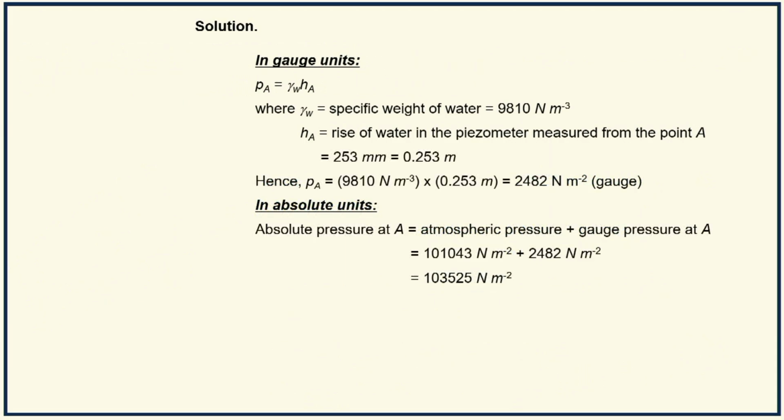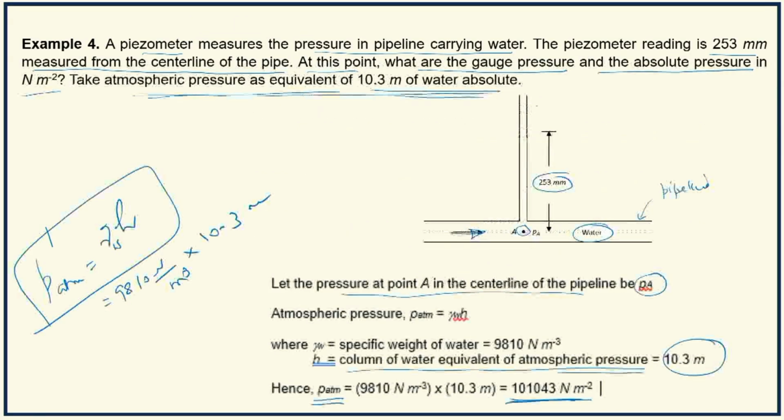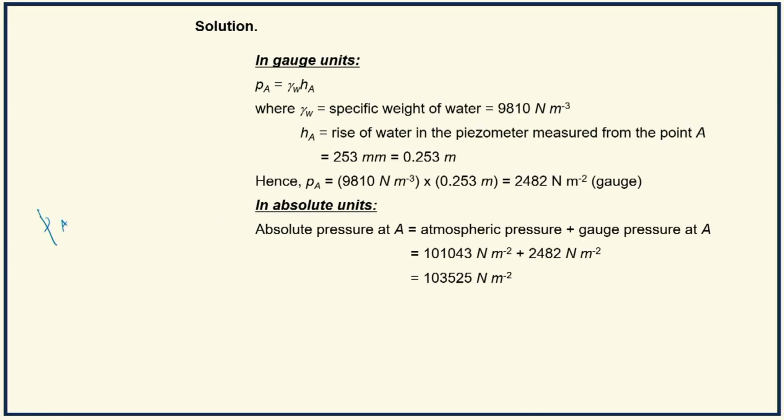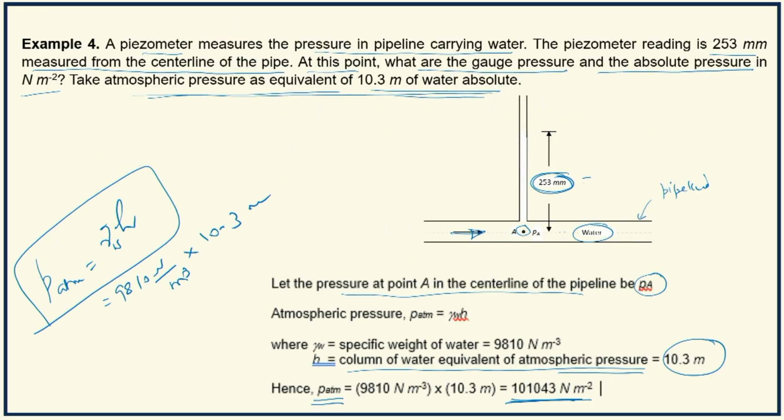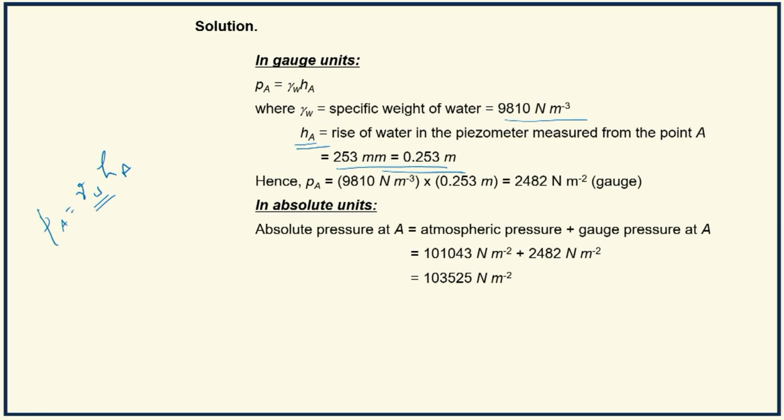In gauge units, let us express the pressure at point A. So PA is equal to gamma W HA. Gamma W is the specific weight of water, 9810 Newton per meter cube. HA is the rise of water in the piezometer measured from the point A, which is 253 millimeters. Put it in meters, 0.253 meter, because 1000 millimeters make 1 meter. Therefore, 253 millimeters is 0.253 meter.